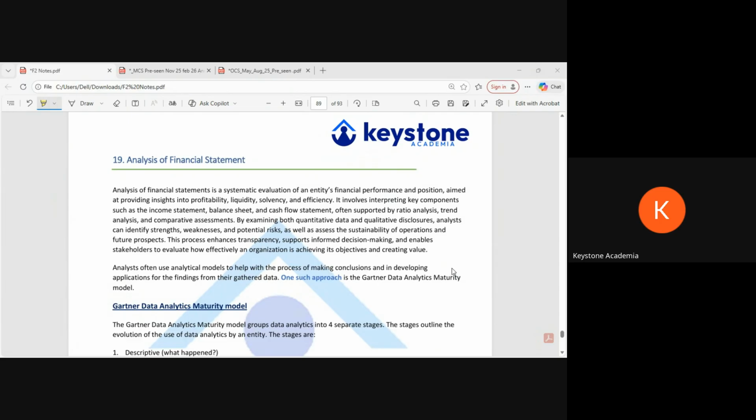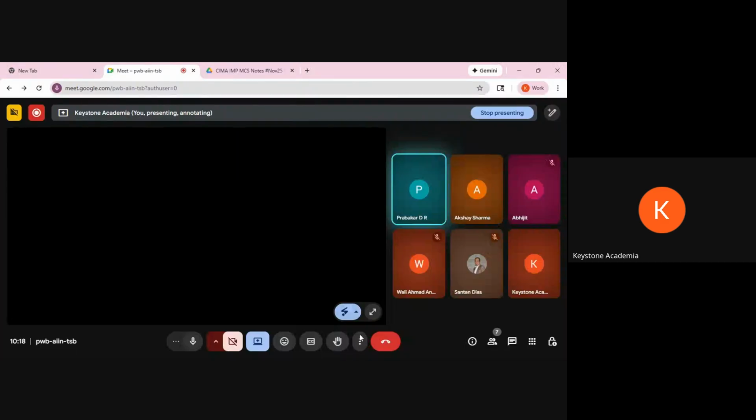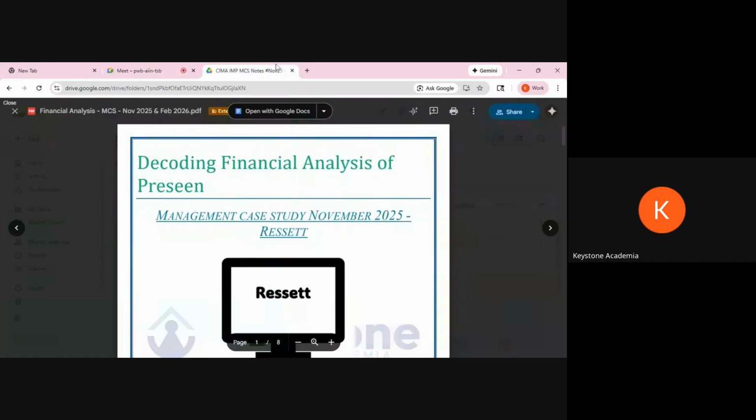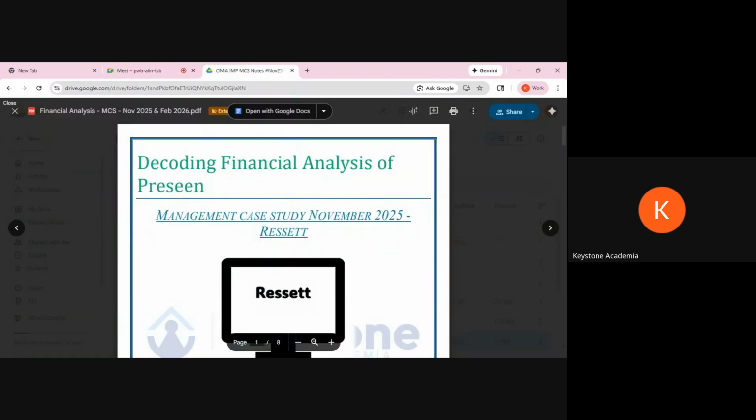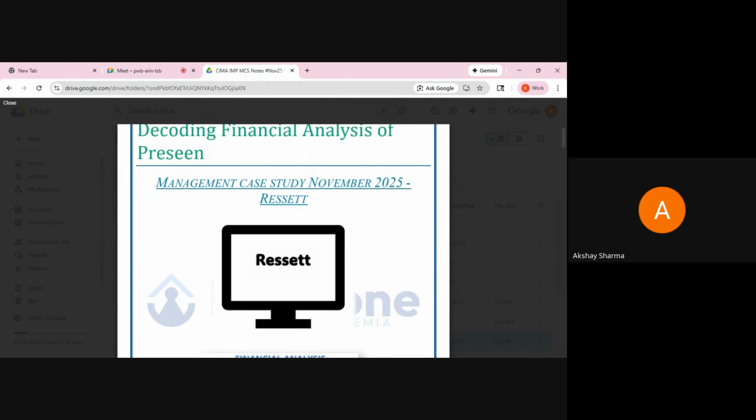Let me show you. So this chapter is just talking about when you're looking at a financial statement, what ratios are important, why it is important, and which one we need to focus on. There is one separate file also uploaded on the drive. I'll show you. Can you see the screen? Financial analysis of pre-scene. Yeah.